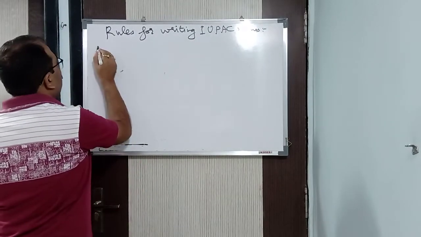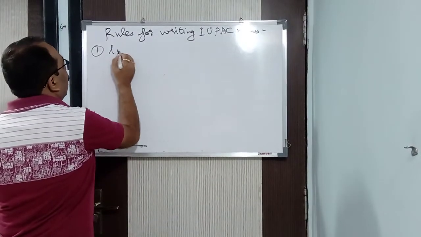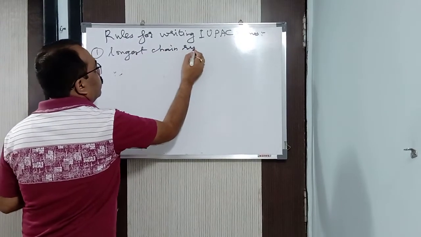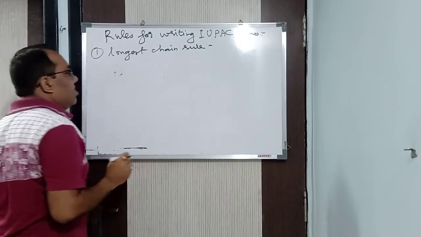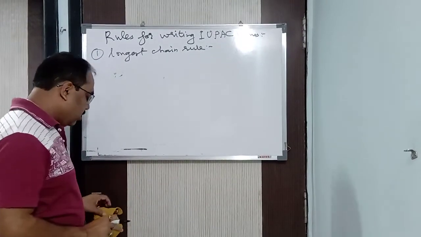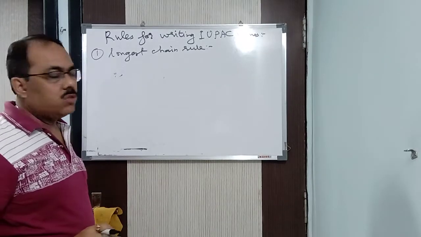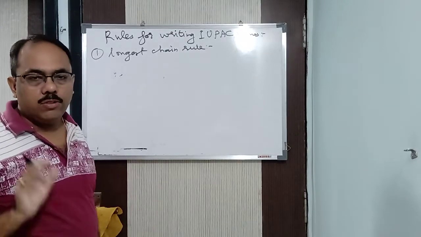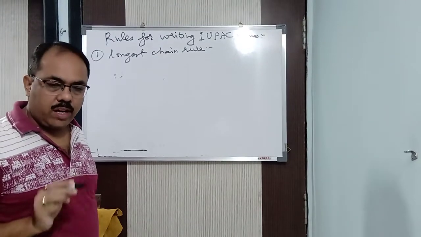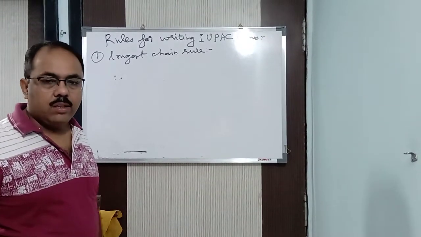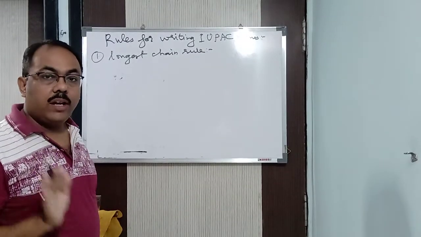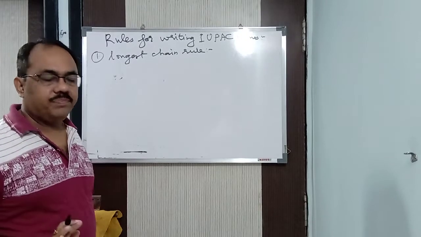The first rule is the longest chain rule. Now, students, you do not have to learn these rules. Sir, should I learn these rules? No, you should not. Nobody is going to ask you to write the longest chain rule or the lowest number rule in your exam. Never. But you need to understand it properly, and you are going to use it for writing the IUPAC names. That is what I want.